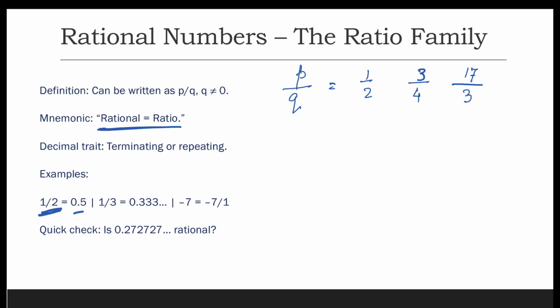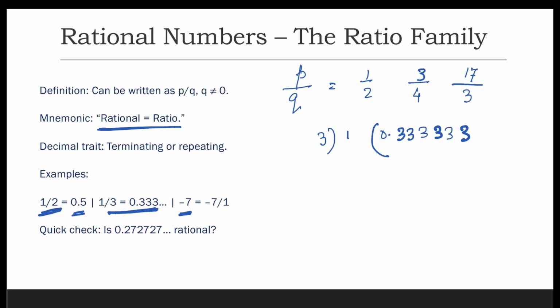Half is 0.5. Now, if you divide 1 by 3, the result will be 0.333333. It will never end. So 3 keeps on repeating. So that is also a rational number. If a number after the decimal keeps on repeating, it's a rational number.